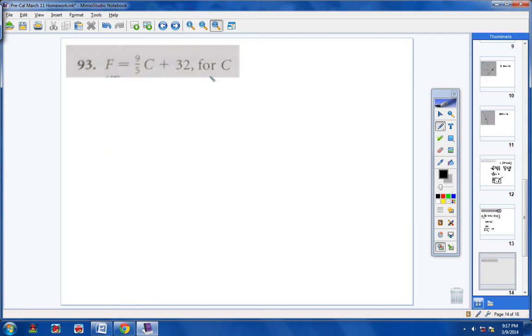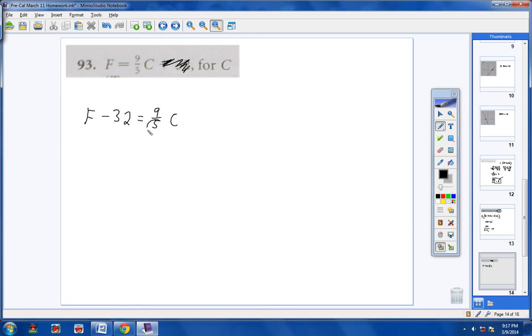Okay, same thing. We're solving for c, correct? And normally you'd want to get c all by itself, and that's fine. We'll go ahead and bring the 32 over. We want to get the c terms all by itself, so bring the 32 over and make it a negative 32. So I would have f minus 32 equals 9/5 c. Now we're going to use the same procedure that we used on the last problem to get rid of this fraction.